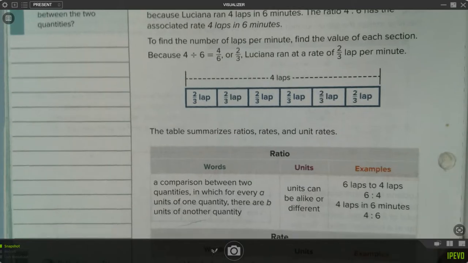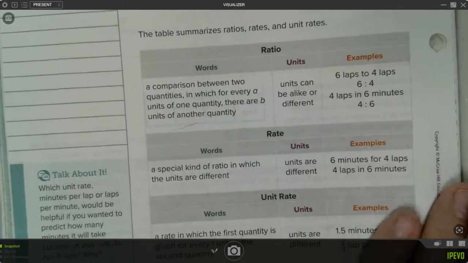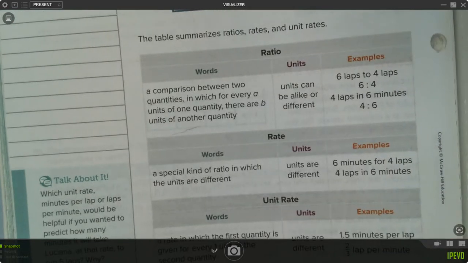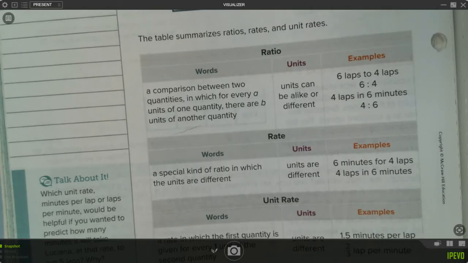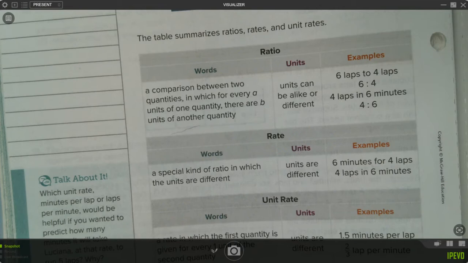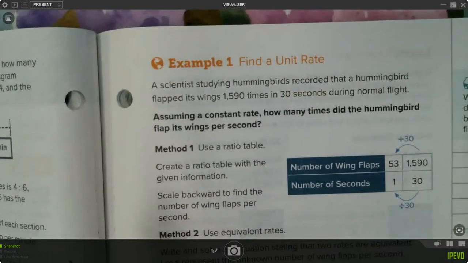So here we have a table that summarizes ratios, rates, and unit rates. They're all a little different, but they're all ratios. They're different types of ratios. And remember, whenever we say unit rate, we're getting one of the quantities down to 1. All right, let's take a look at example 1. So this is finding the unit rate.